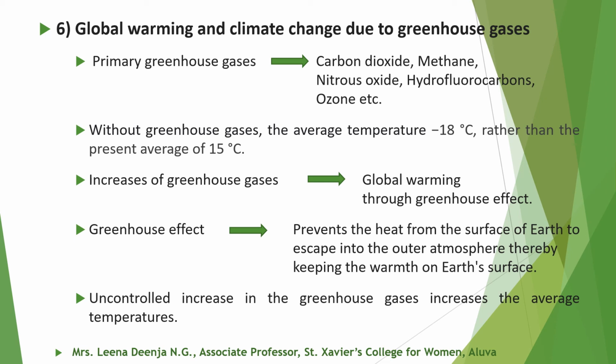Without greenhouse gases, the average temperature of Earth's surface would be about minus 18 degrees centigrade rather than the present average of 15 degrees centigrade. Air pollution increases the amount of greenhouse gases and contributes to global warming through greenhouse effect. Greenhouse effect actually prevents the heat from the surface of Earth from escaping into the outer atmosphere, thereby keeping the warmth on Earth's surface. However, the uncontrolled increase in greenhouse gases increases the average temperatures.